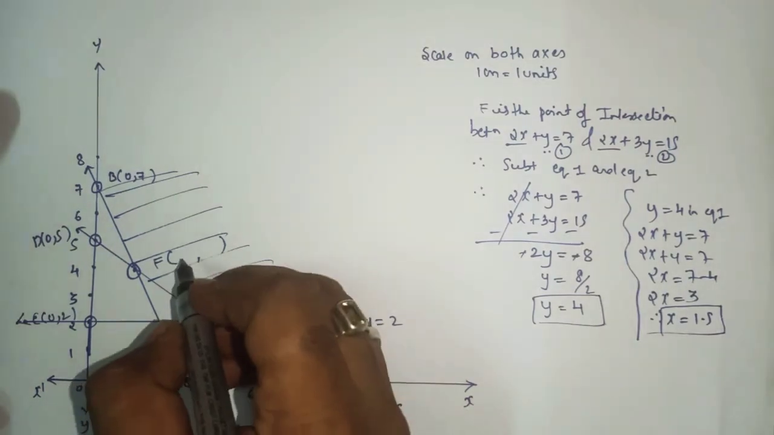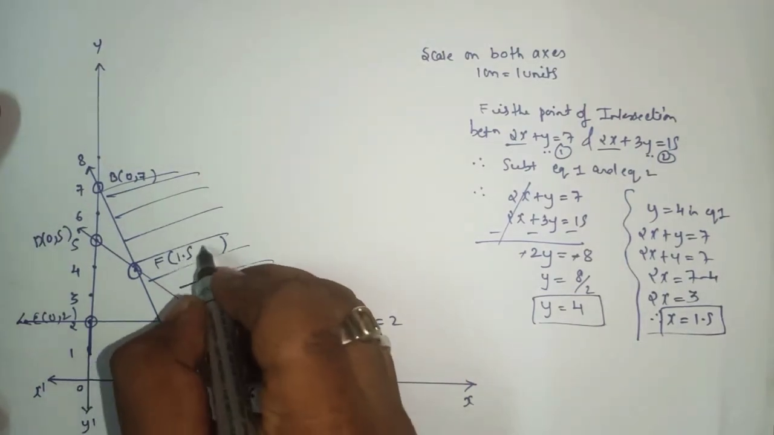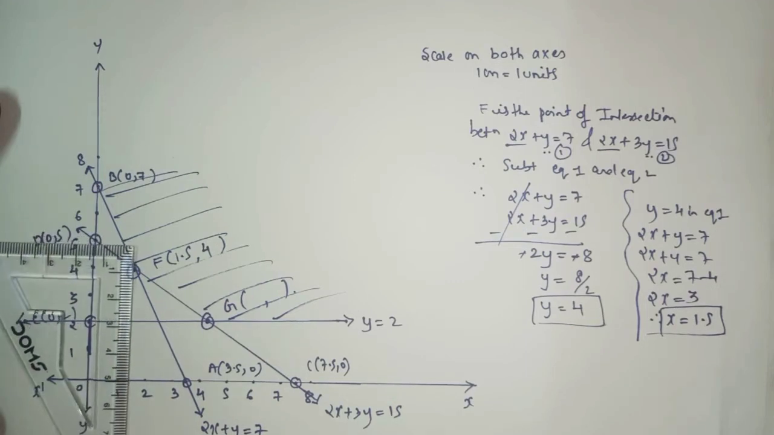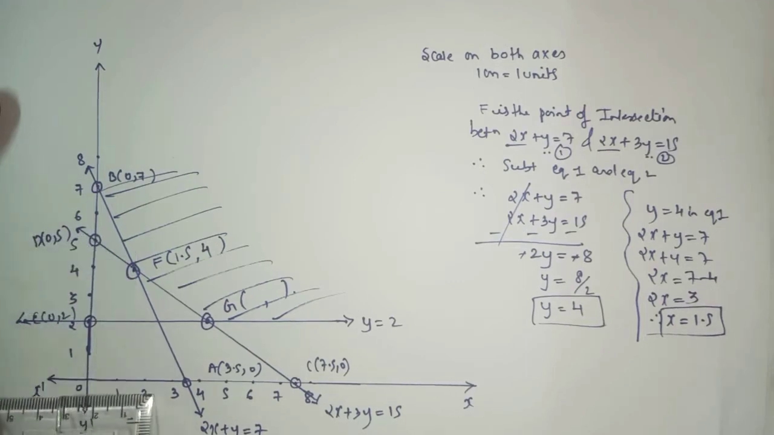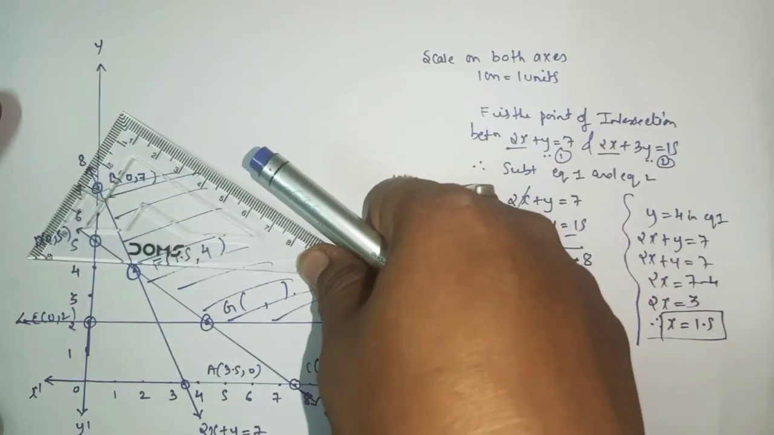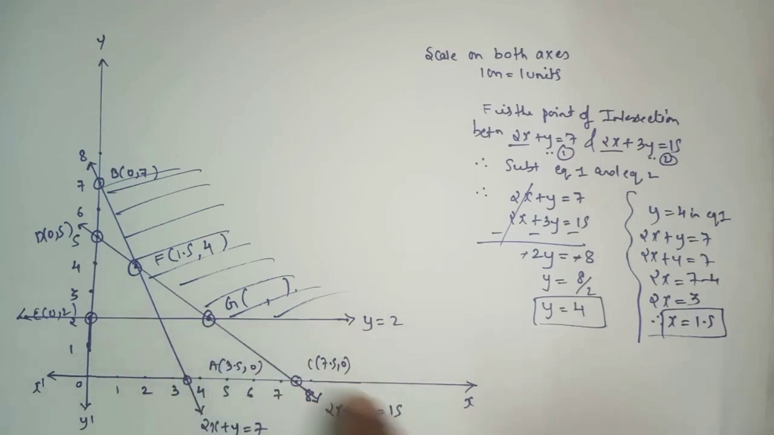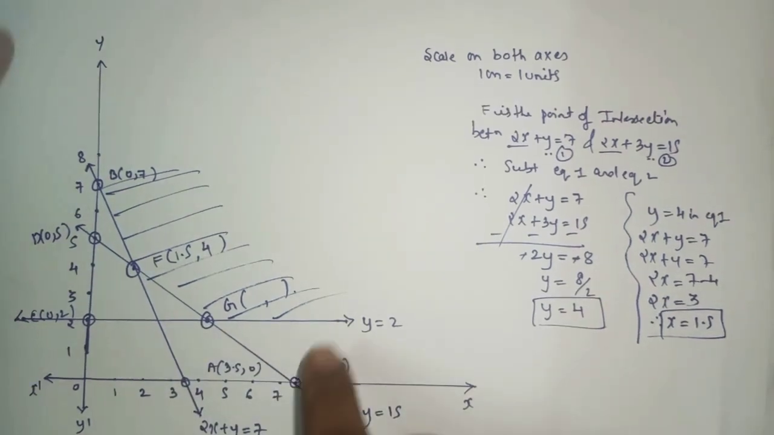So here the point, that is 1.5 comma 4, as clearly we can see that this point lies between 1 and 2, so 1.5, and this was exactly 4. Okay, so now we'll find the intersection between these two lines.